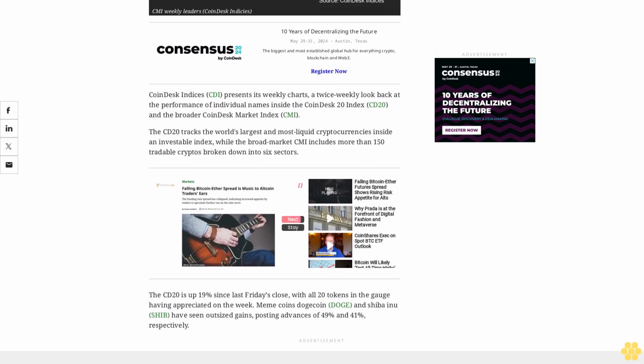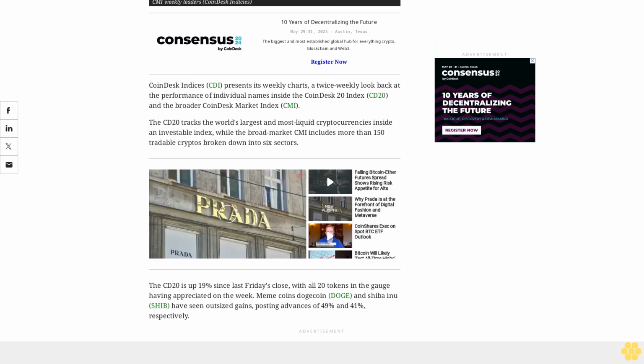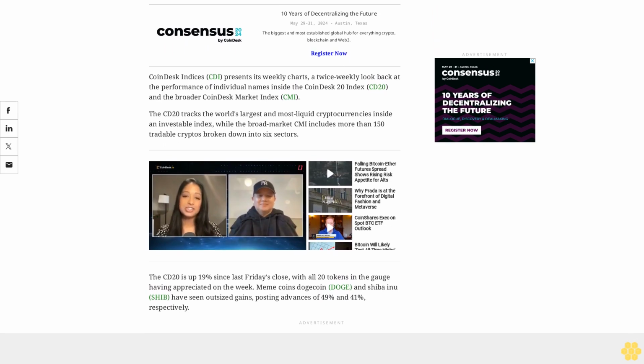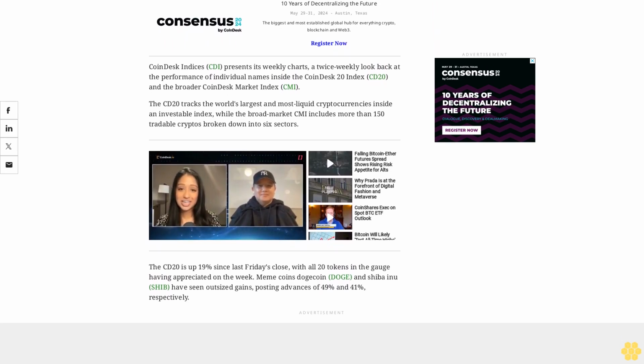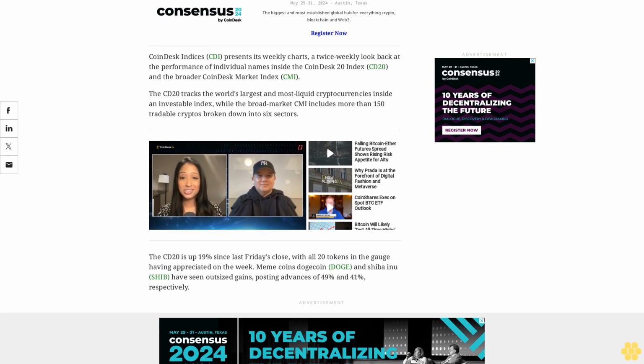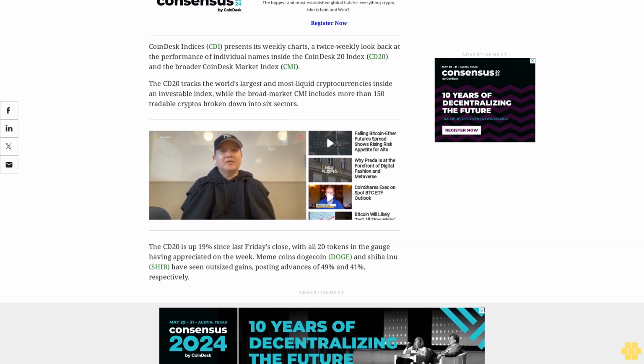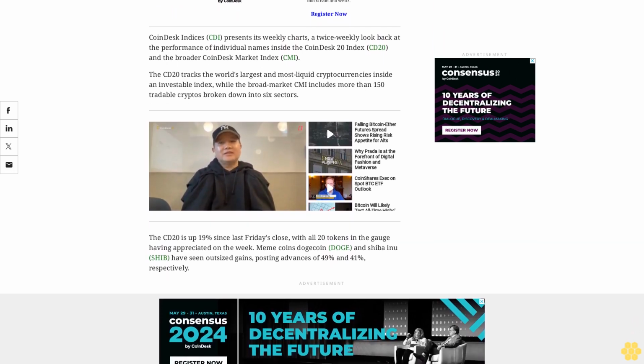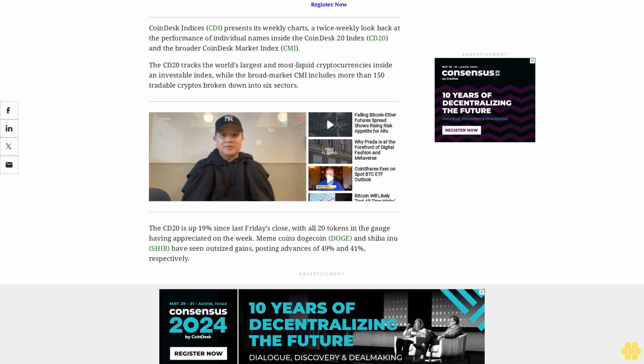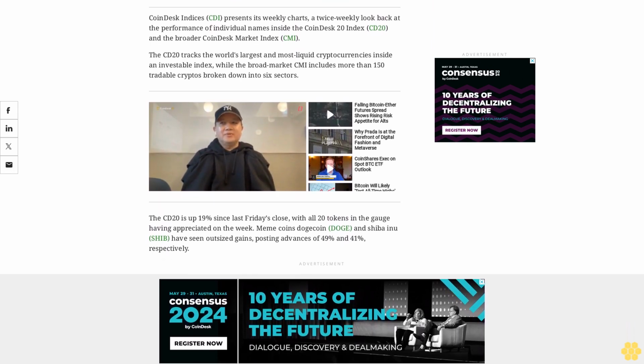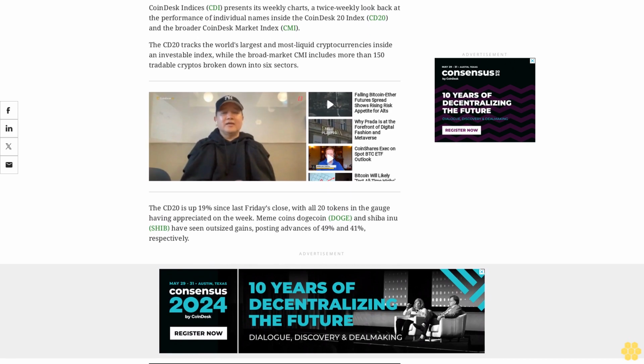These include Layer 2 sidechain Polygon's MATIC, plus 3.1%; decentralized exchange Uniswap's UNI, plus 3.9%; shared storage platform Filecoin's FIL, plus 5.5%; Layer 1 Internet Computer's ICP, plus 5.7%; oracle platform Chainlink's LINK, plus 8.7%; and payments network Stellar's XLM, plus 8.8%.